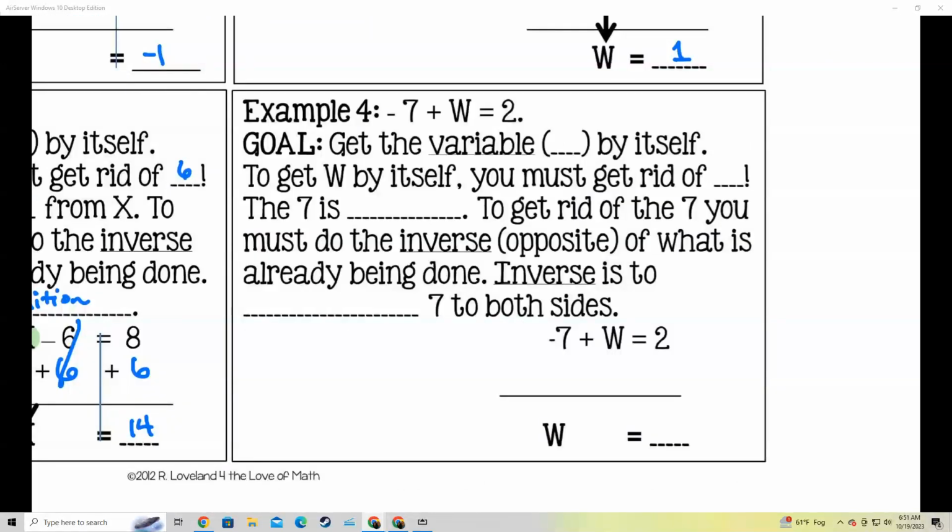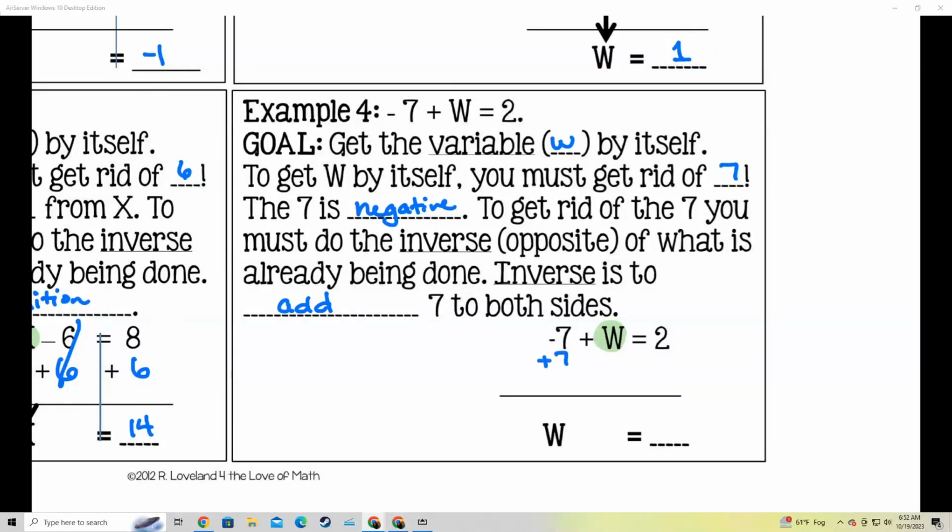It says -7 plus w is equal to 2. My goal is to get the variable w by itself. Let me highlight the w. That's the one I'm trying to get by itself. To get w by itself, you must get rid of the 7. The 7 is negative. To get rid of the 7, you must do the inverse operation of what is already being done. Since it's a -7, we're actually going to add 7 to both sides, because I'm going to do the opposite of that -7.